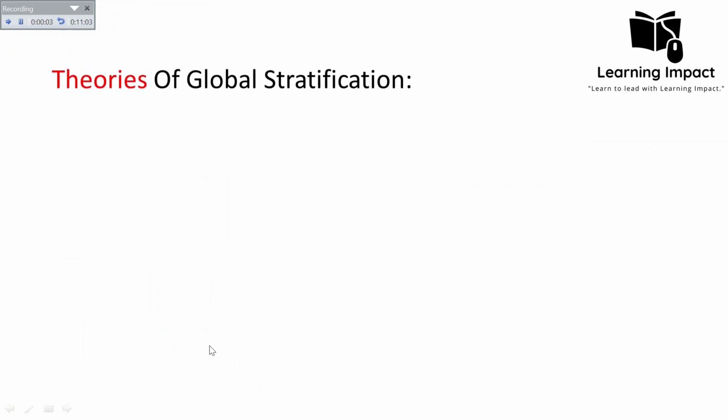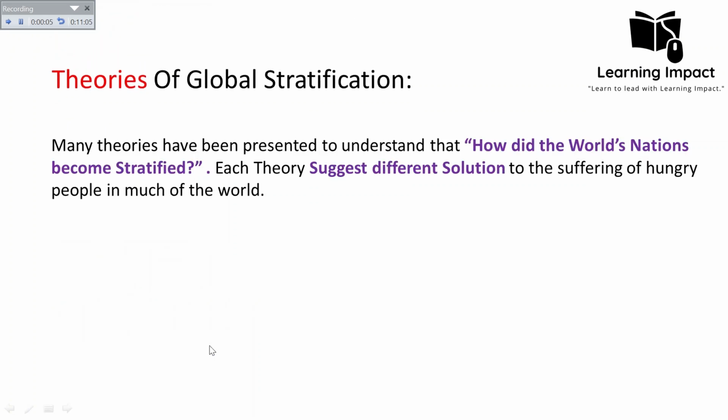Okay, then the theories of global stratification. There are many theories which try to understand how the world's nations became stratified. They try to understand the origin of global stratification, and they also give different solutions to the suffering of hungry people in much of the world. That means they try to give a more efficient solution to erase global poverty. So this is how the theories of global stratification deal with problems.